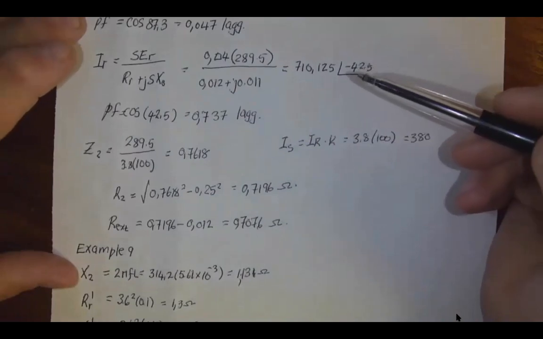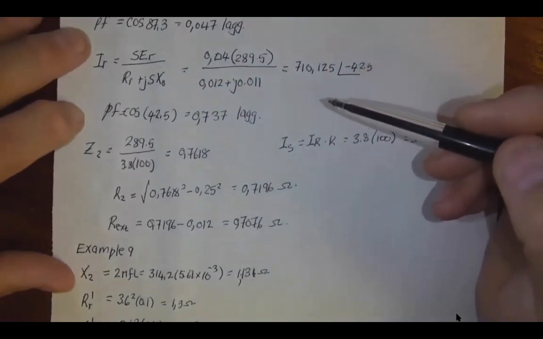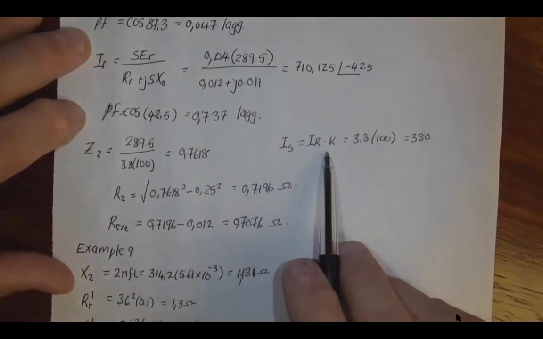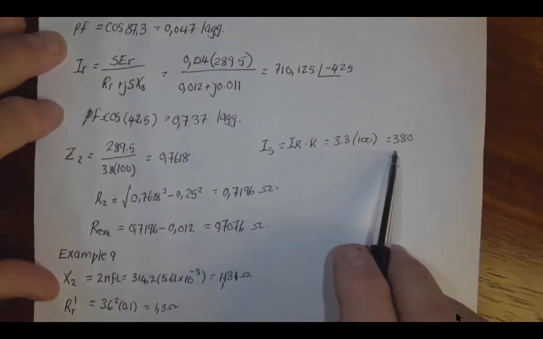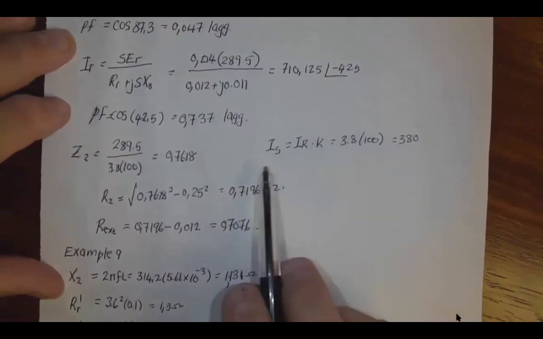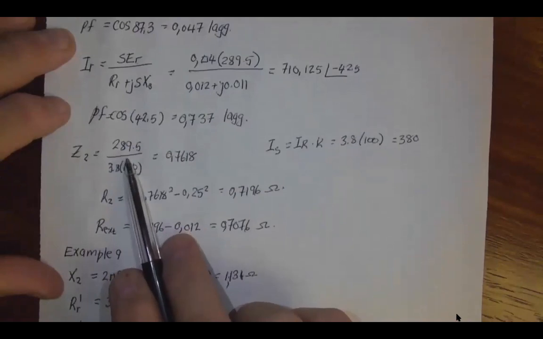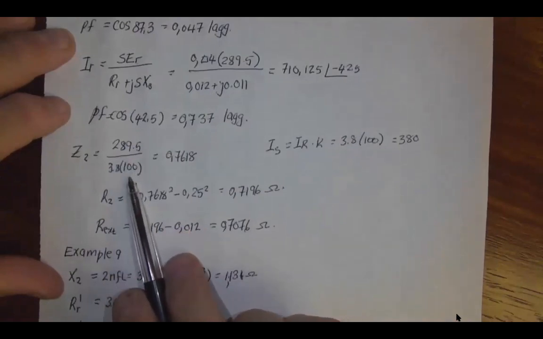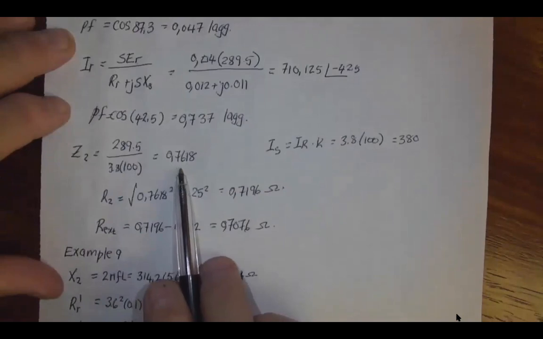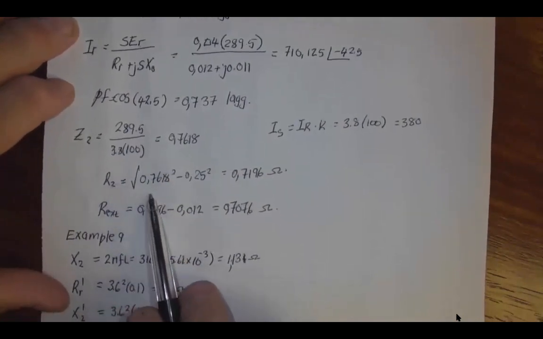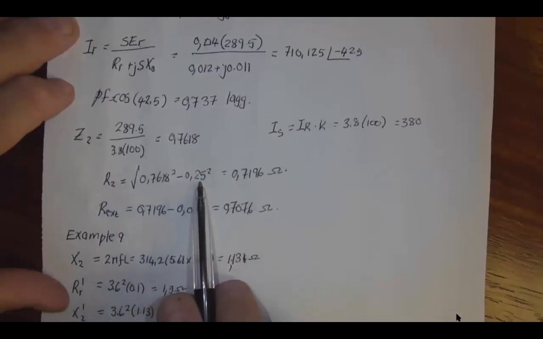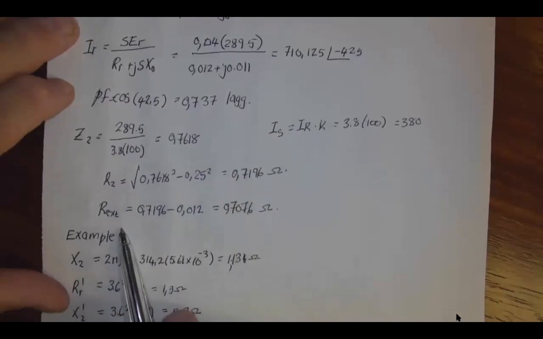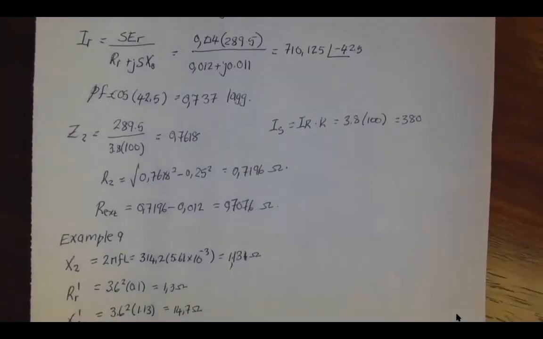Then they want the current to be 100 amp in the stator. Now remember, I stator is now I rotor times K, which is 3.8 times 100, which gives us 380. And therefore, the impedance is going to be 289.5 divided by 380, which gives us 0.7618. R2 is the square root of Z squared minus X squared. That gives us 0.7196. And the external resistance is the total resistance minus that of the rotor. That gives us 0.07076 ohms.